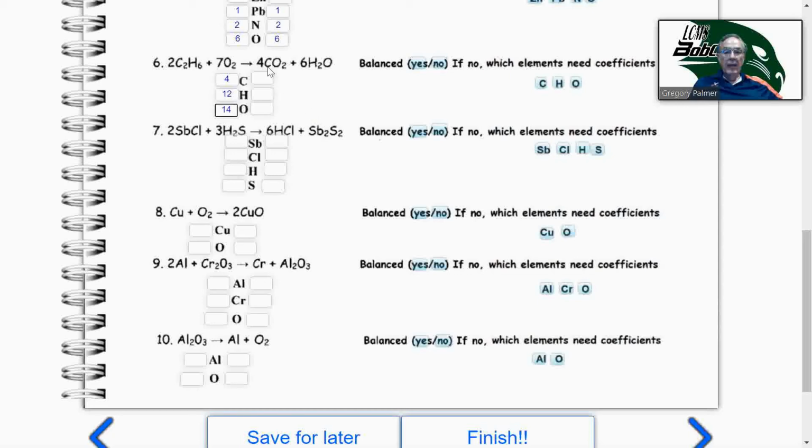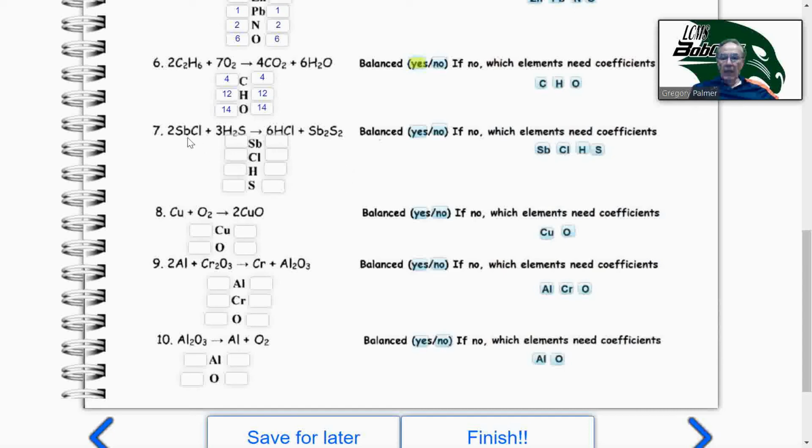Over here on the product side, remember that if there's no number, there's a 1. So 4 times 1 is 4 carbons. 4 times 2 is 8 oxygen. And over here in the water, we have 6 H2Os. So 6 times 2 is 12 hydrogens. We had these 8 oxygens from the carbon dioxide, but we have 6 times 1 oxygen here, so 6 times 1 is 6, 8 plus 6 is 14. So this does again look balanced. There's 4 carbons on the reactant, 4 on the product, 12 hydrogens, 14 oxygens, 14 oxygens. So yes, this is balanced.